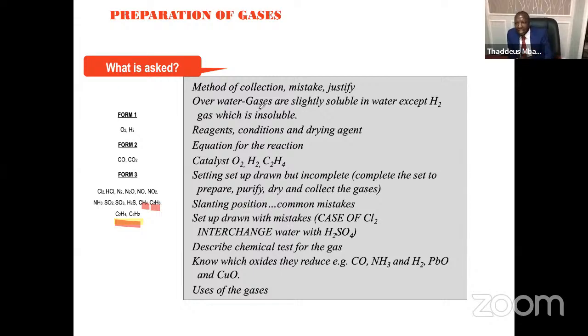Reagents, condition, and drying agent. Those are things that you're going to be given. Because you can be given a gas, then automatically they give a wrong drying agent. We are coming to that. The condition, that's whether the preparation of that particular gas requires it or not. Then we have the equation for the reaction. You need to write the equation for that particular reaction that is taking place.